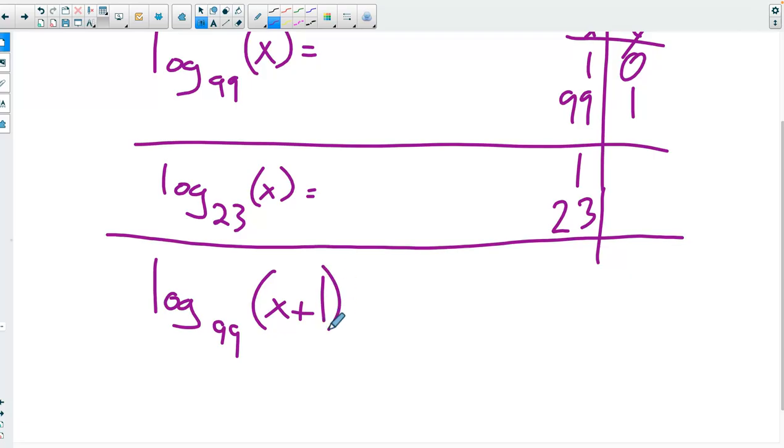Let's think about this really quickly. On a graph, your log looks like this. Okay, it looks something like this. What is my asymptote if I have x plus 1 in there?